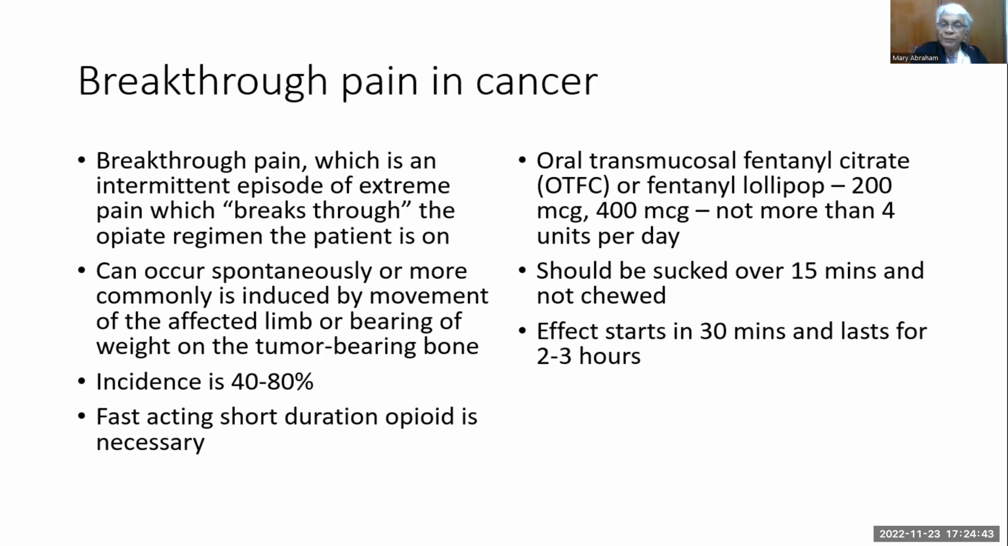Okay, so the option for an opioid when you're handling breakthrough pain should be a fast-acting, short-duration opioid. So quite often we give morphine itself for treatment of breakthrough pain, but sometimes we may need to give OTFC, that is oral transmucosal fentanyl citrate or fentanyl lollipop. It's available as 200 mics or 400 mics, and not more than 4 units should be taken a day. It should be sucked over 15 minutes and not chewed, and the effect starts in 30 minutes and lasts for 2 to 3 hours.